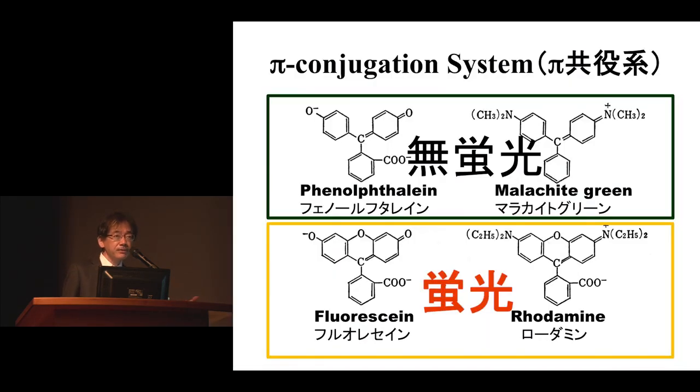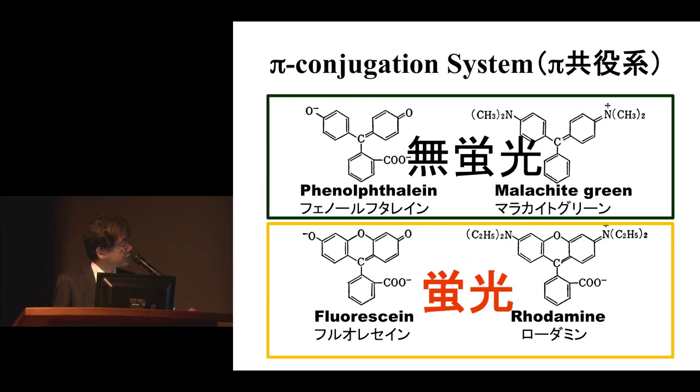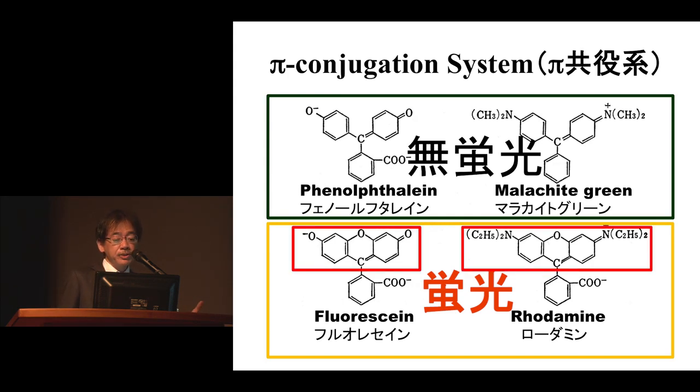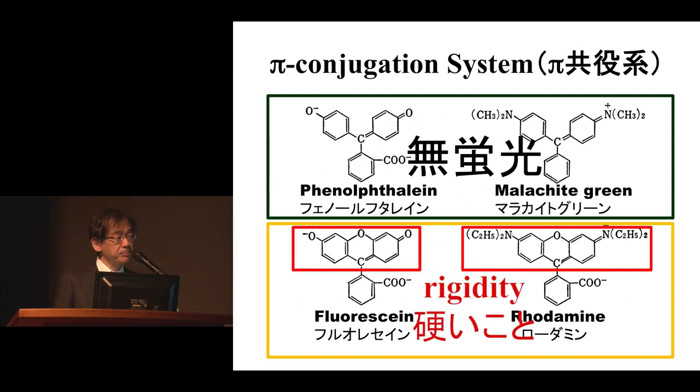So what's the difference between the two groups? The difference is here or here. In these highly fluorescent compounds, 2 benzene rings are bridged through an oxygen atom. Therefore, these parts can take a rigid planar structure. So planar rigidity, in many cases, favors fluorescence, empirically speaking.